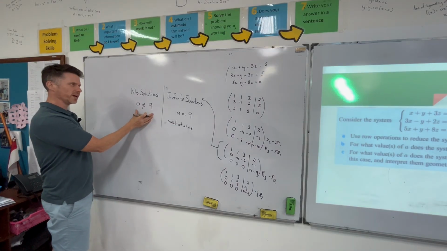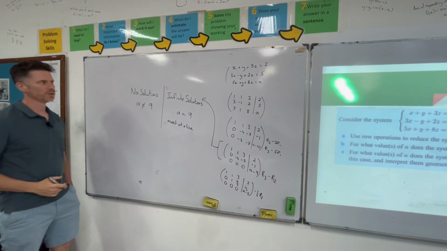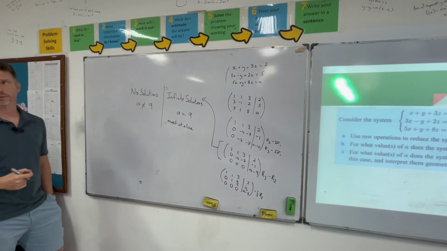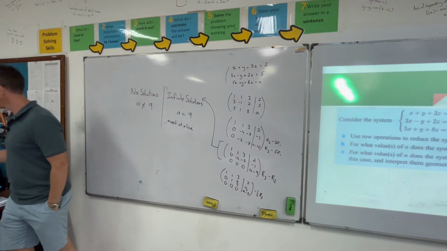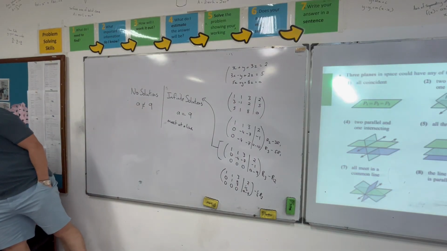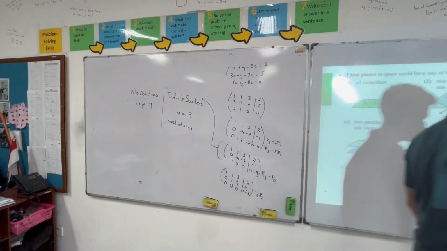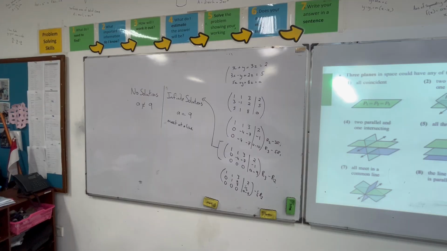A does not equal 9, no solutions. That means they don't meet at all, right? Are they parallel? We dismissed that at the start, didn't we? So which one is that? If A is not 9, let's say A is 10, we get 0, 0, 0 and 1 here. What, 2 parallel and 1 intersecting?